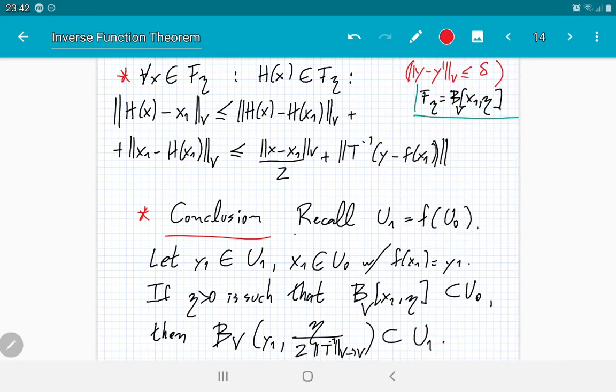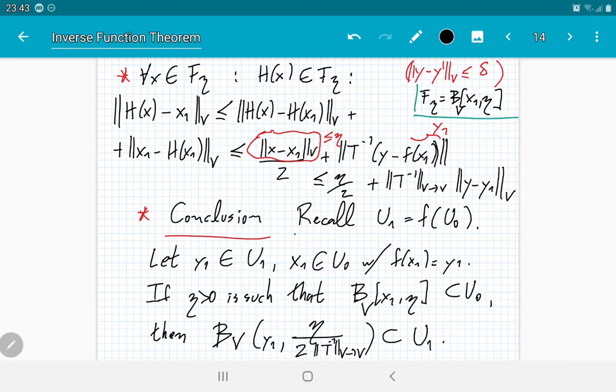Now, remember, this guy here is y1. f of x1 is y1. This distance here, if x belongs to f of eta, is less than or equal to eta. So everything is less than eta over 2, plus, let me just use the operator norm here, norm of T minus 1 times the distance between y and y1.